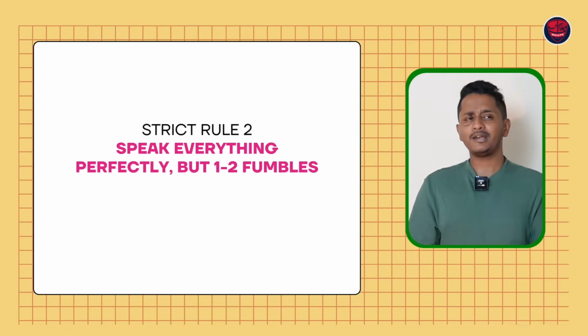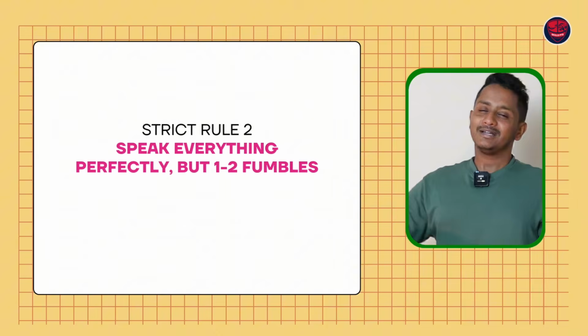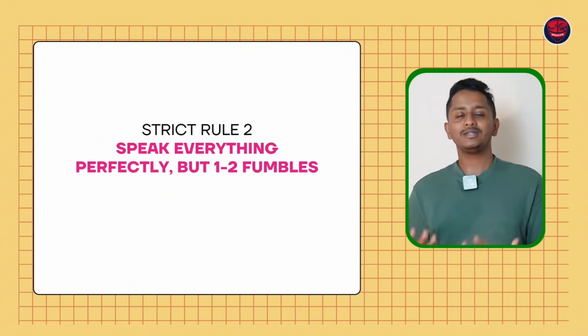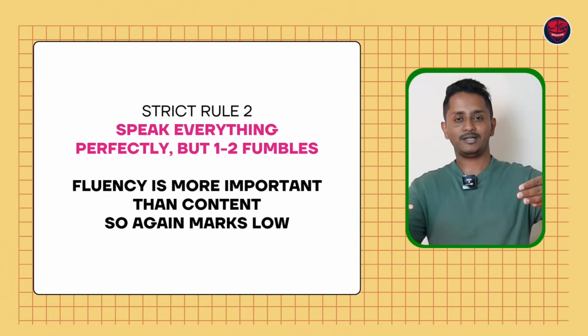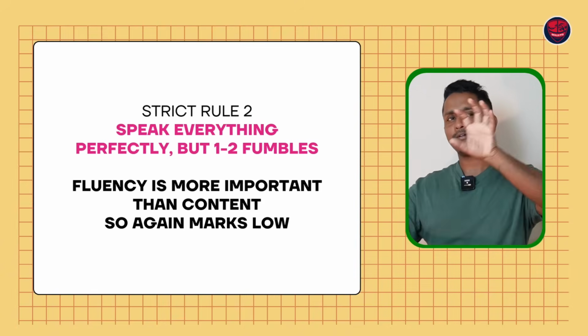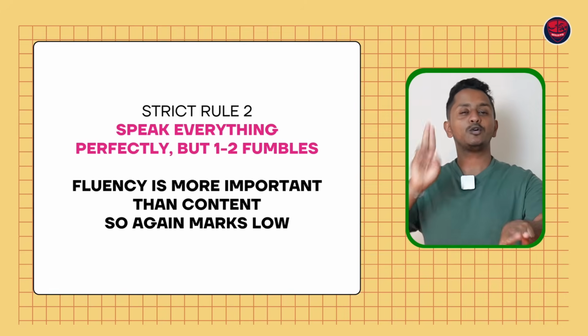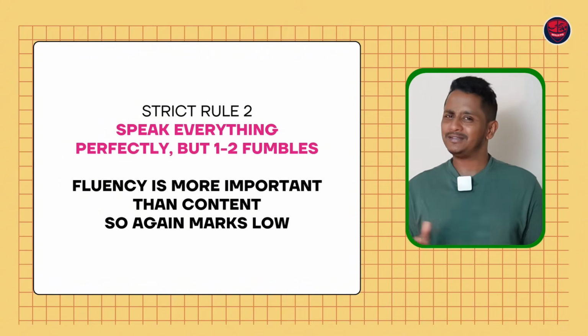Remember this. Strict rule number 2. Let's say you speak everything perfectly, but 1 or 2 fumbles you do, the marks will go down. This is the strictest rule number 2, and this is what a lot of students end up making. Fluency is more important than the content. You focus on the content and try to give everything perfectly, but in doing so, 1 or 2 fumbles you do. Only you would think, I think I've done everything correct.